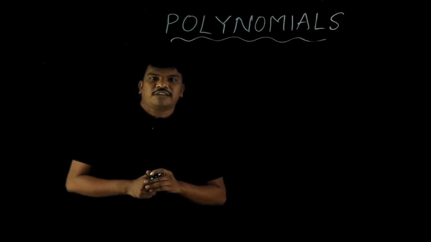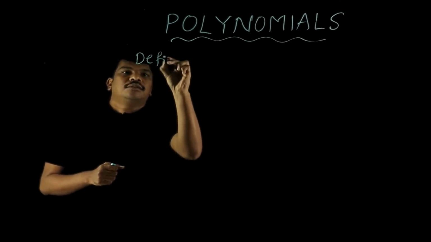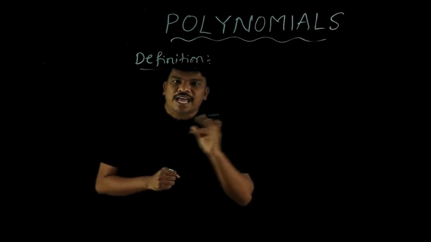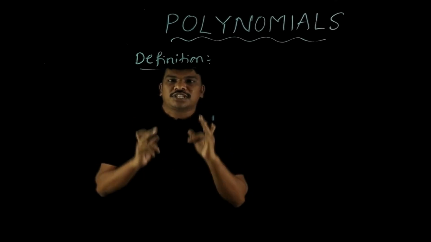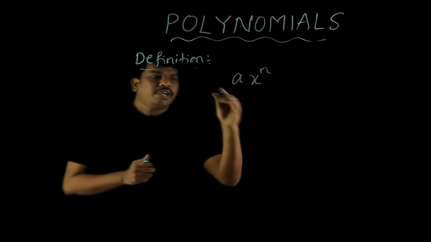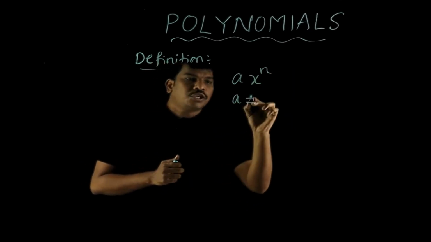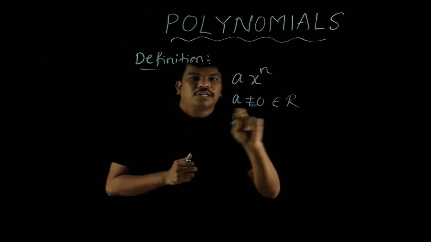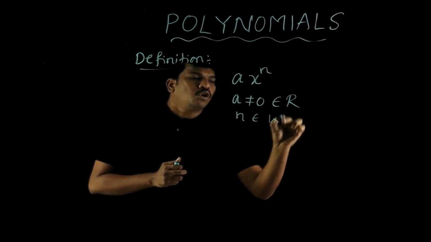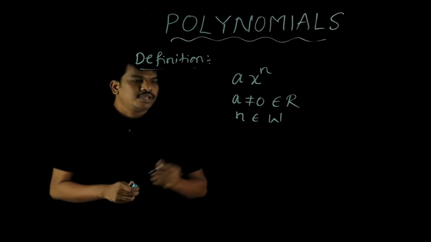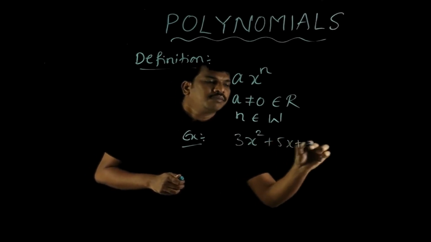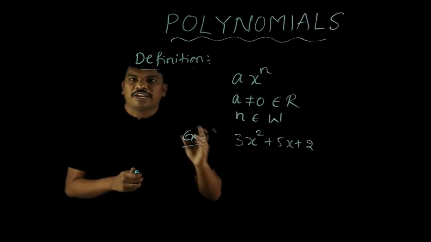Now we discuss the definition of a polynomial. A polynomial is an algebraic expression which contains the sum of the terms of the form a x to the power of n, where a is a non-zero real number, that means a not equal to 0, belongs to real numbers, and n, the exponent, should belong to whole numbers. Example, 3x square plus 5x plus 2 is an example for a polynomial in one variable x.